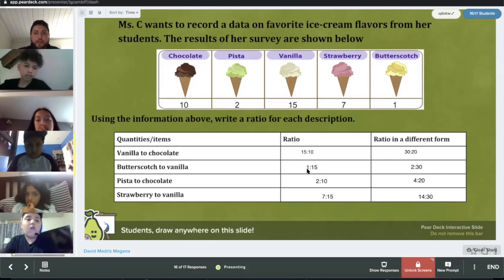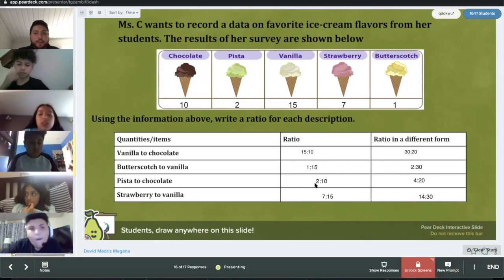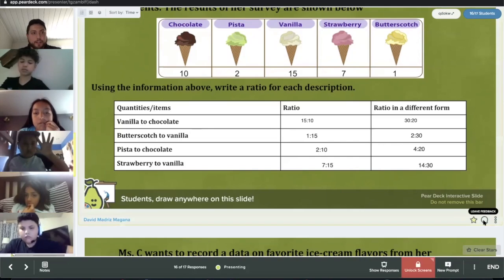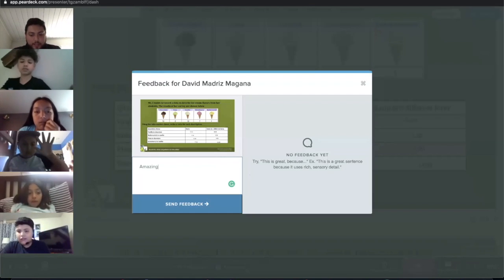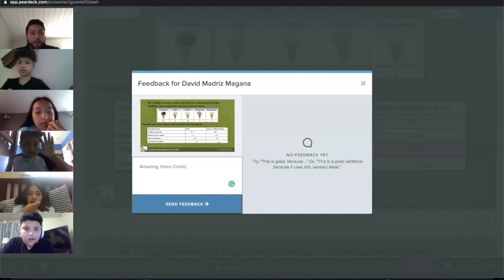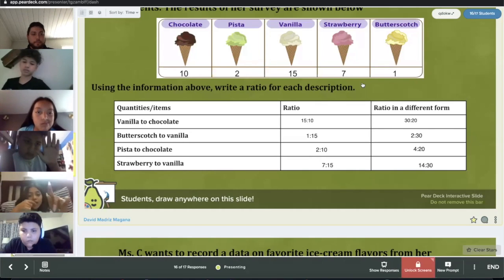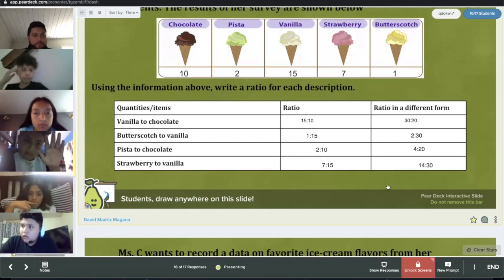Look at this, guys. 1 to 15 became 2 to 30 because 1 times 2 is 2. 15 times 2 is 30. 2 to 10 became 4 to 20. 2 times 2 is 4. 10 times 2 is 20. 7 to 15 is 14 to 30. And David, I'm going to make sure you get extra credit on this one. This was amazing. Congrats. Oh, I get it now. Yeah, you see, that's what he was trying to show you earlier about 3 times as much as my brother. That's where this is coming from. Yeah, you have to multiply the two times. Yep, exactly.